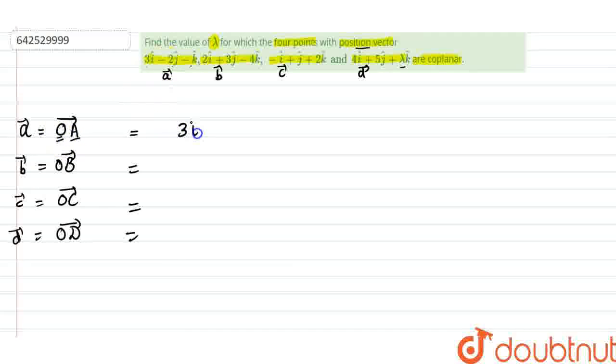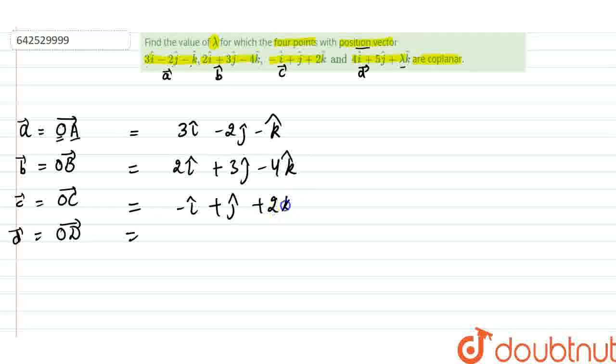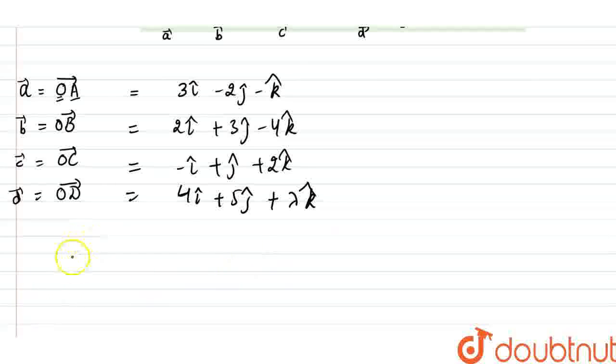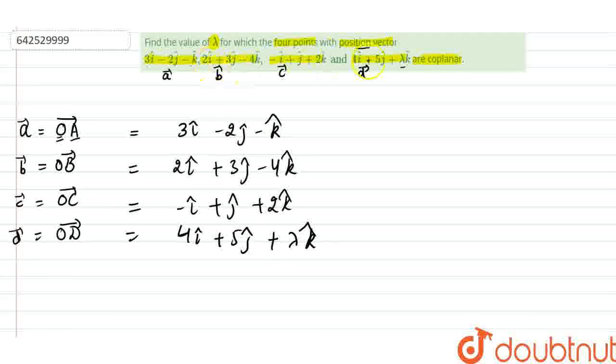So this is 3i minus 2j minus k. This is 2i plus 3j minus 4k. This is minus i plus j plus 2k. This is 4i plus 5j plus lambda k. So we have to find the value of lambda, and it is given to us that the points are coplanar to each other.